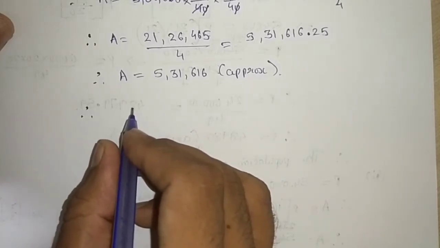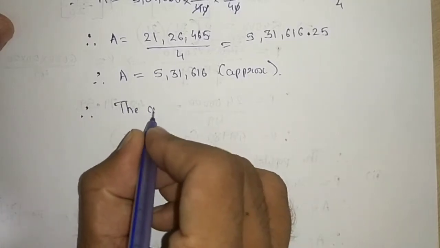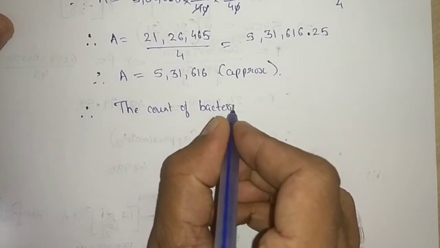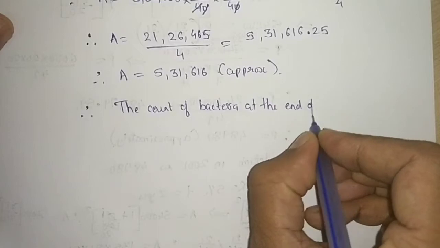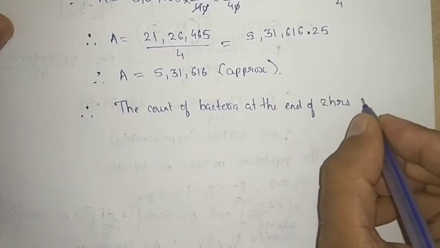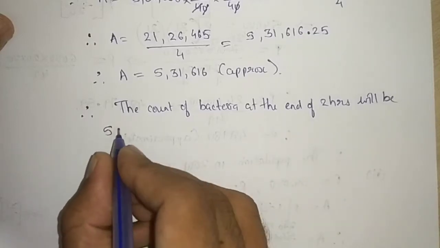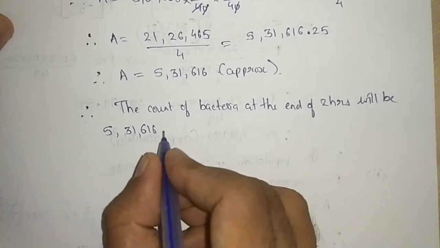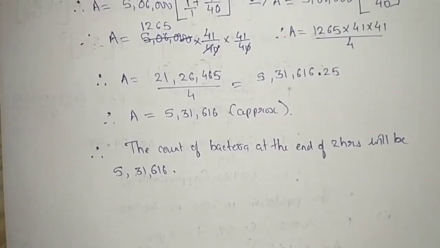Finally, we will write the answer. The count of bacteria at the end of 2 hours will be 5,31,616. This is the answer. So this was all in the 11th question.